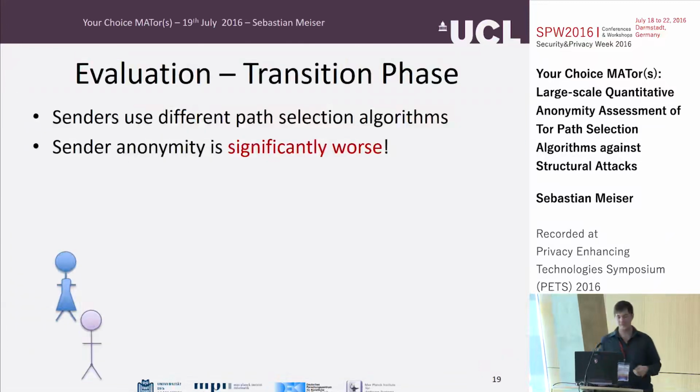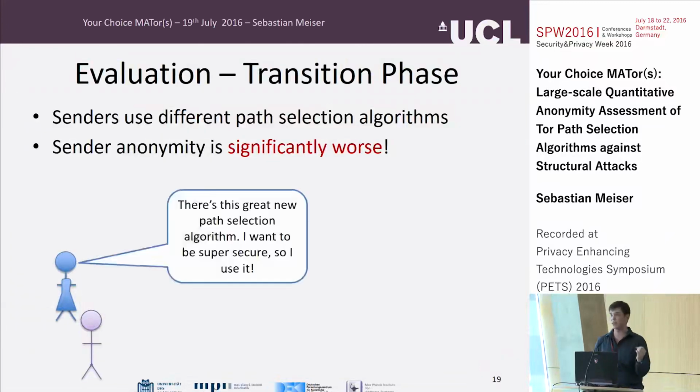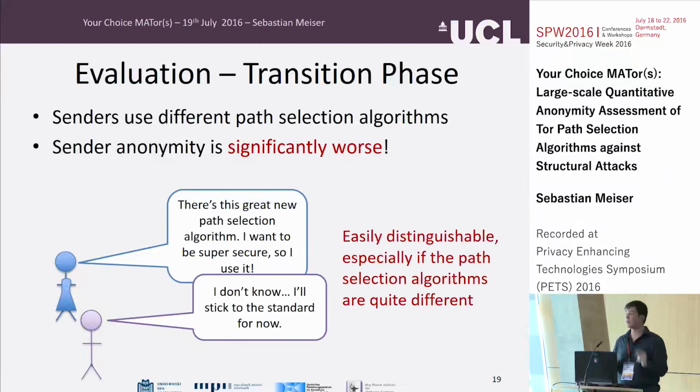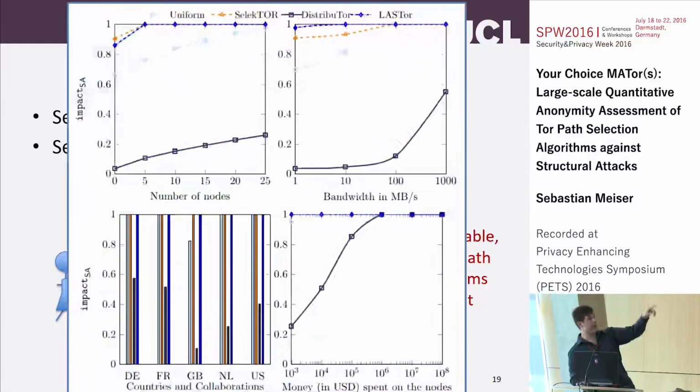Okay, one thing I want to say before I have to shut up is the transition phase. Imagine the following scenario. Alice comes and says, hey, cool, look, there's this great new path selection algorithm. I'm totally going to use that. I'm going to be much more secure. And Bob is like, I don't know, Alice. Sure, it's new. We didn't test it. I'm going to stick to the standard for now. And what happens here is that now these two users become easily distinguishable, because if the path selection algorithms are different in the way they choose nodes, this is going to show. The adversary is going to notice these differences in probabilities. In graphs, we see values are pretty high. I think that's all the time I have for going into detail here.